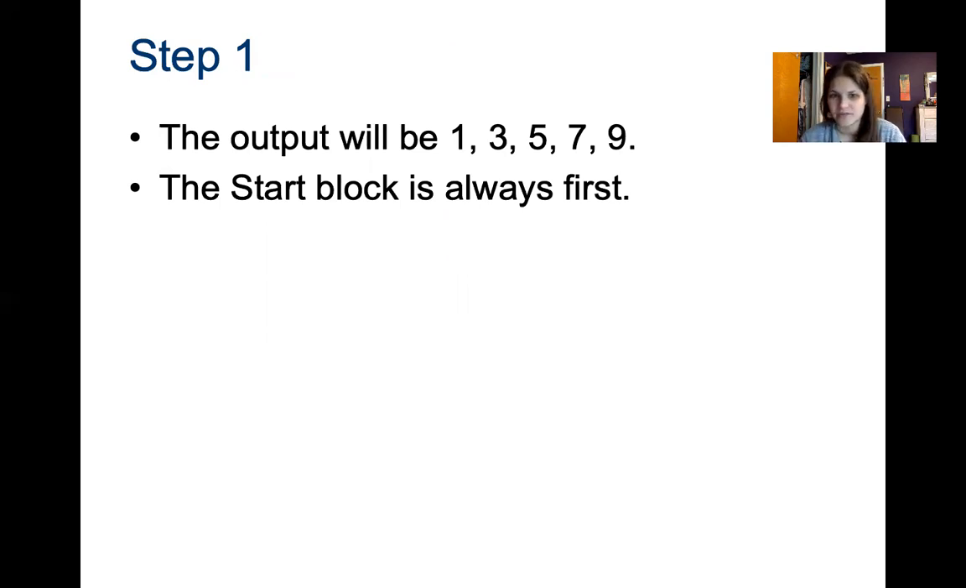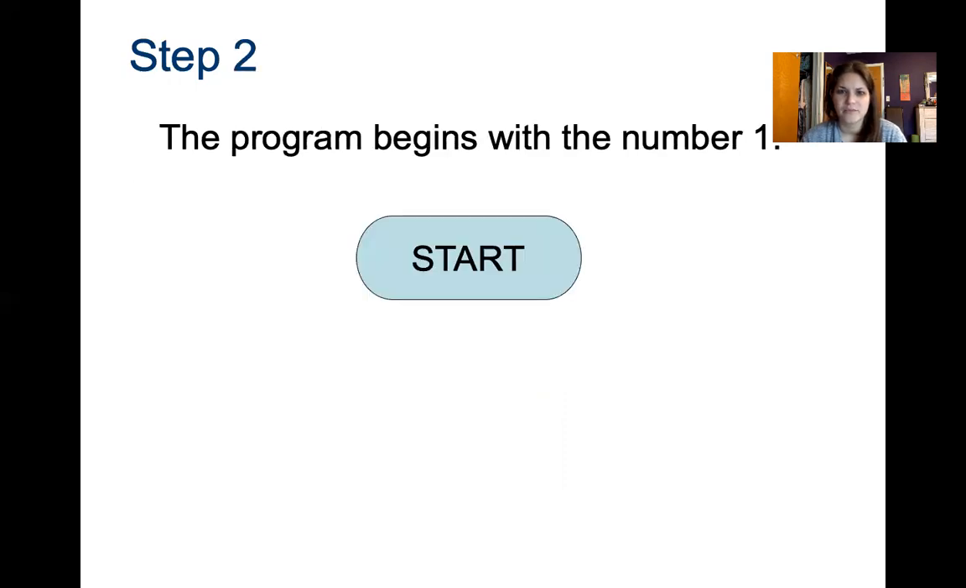Always start with a start block. So if we get started with this flowchart, we can have a program that begins like this, and then the first thing that we want the program to output is number 1. So we can input the number 1 or have the computer state 1.